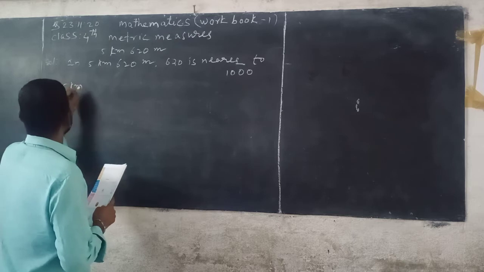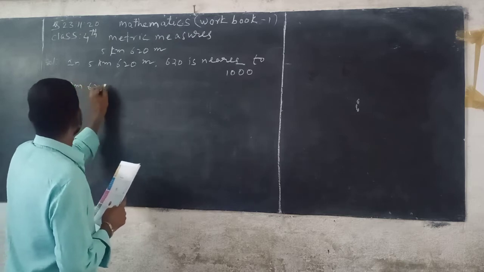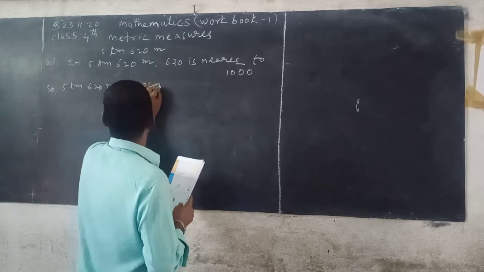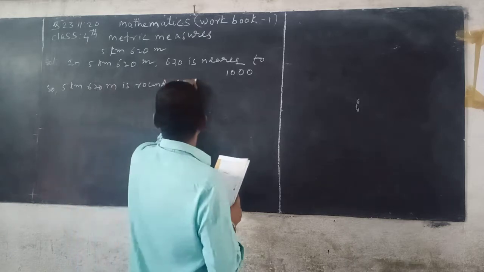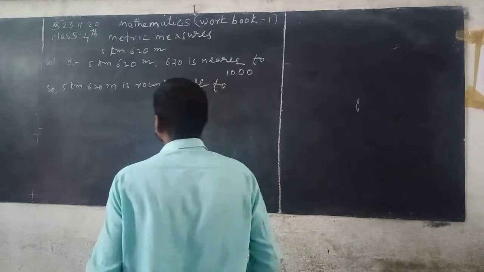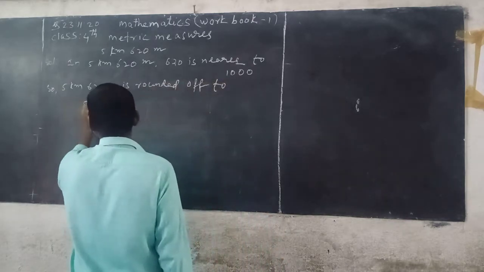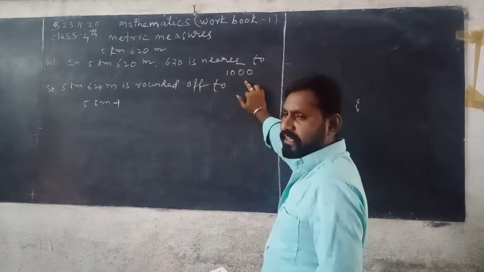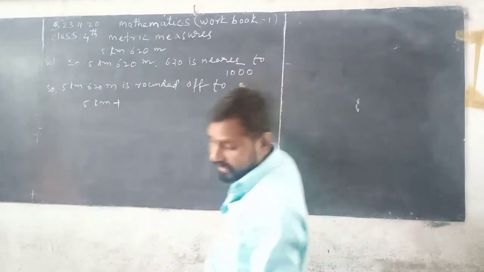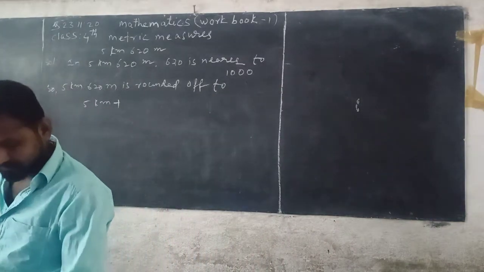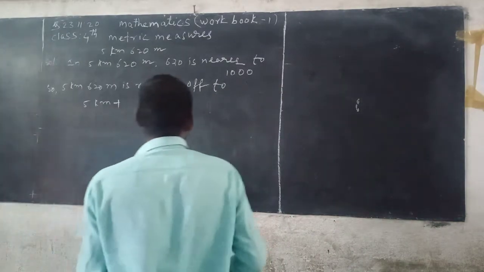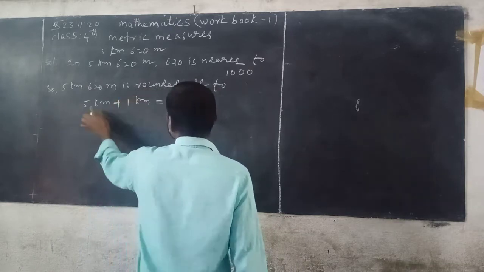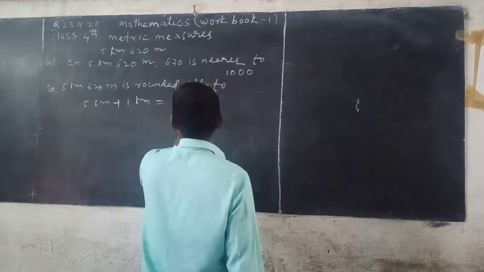So 5 kilometer 620 meter is rounded off to 5 kilometer plus nearer to 1000 meter. 1000 meter means 1 kilometer. So you can get 5 plus 1, you can get 6 kilometer.